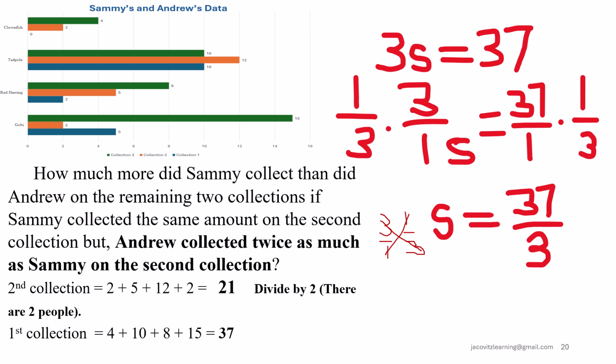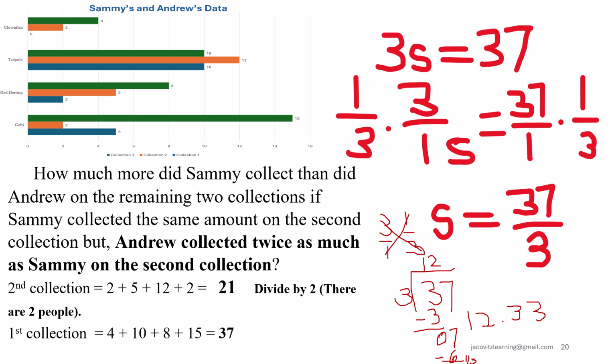This just goes 37 times 1, and this is 1 times 3, so that's 37 over 3. Now we're going to do 3 into 37, and since we use the letter S, S stands for Sammy. So this is 1, 3, 0, 7, 2, 6. So it's like 1 third. So this is really 12.33 is Sammy. But keep in mind now that Andrew collected twice as much.